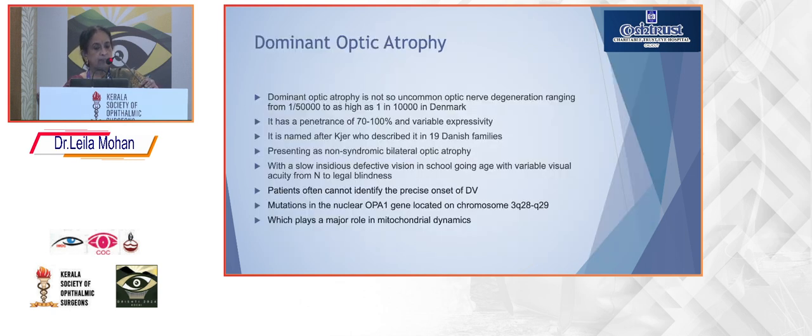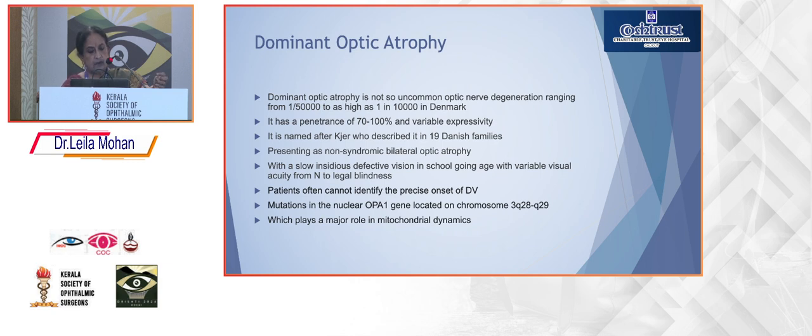So dominant optic atrophy is not such an uncommon optic nerve degeneration, ranging from about 1 in 50,000 to 1 in 10,000 in Denmark, where it was diagnosed for the first time, with a penetrance of 70 to 100%. It is named after Kjer, who found it in about 19 Danish families for the first time. It's a bilateral optic atrophy with slow, insidious, defective vision in school-going age. Usually they present during the first decade, and they don't point out when it started. You check vision, it is down, and you see slowly progressing optic atrophy.